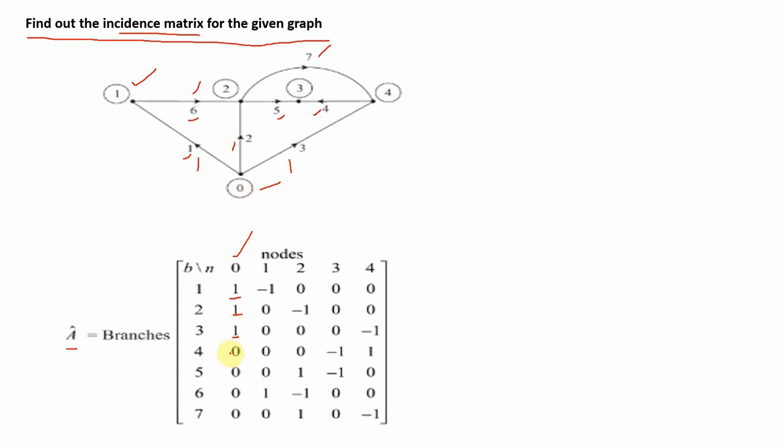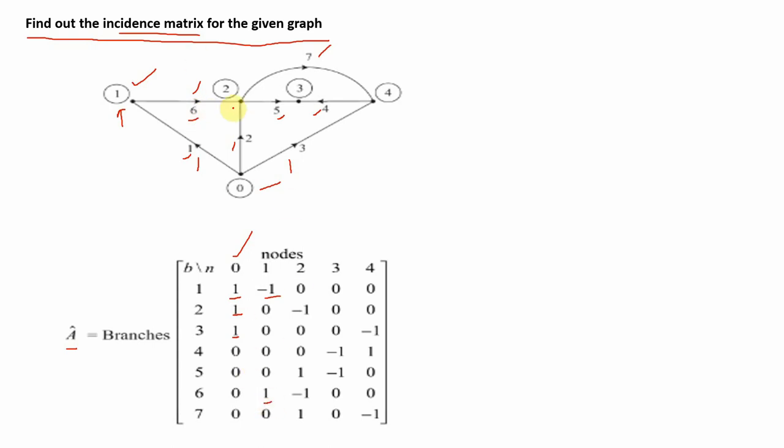So that's why it is written as a 0. Now similarly for node number 1. If you observe, node number 1 is here, so only two branches are associated with this node: branch number 1 and branch number 6. Now 1 is incoming, so it is minus 1 here, and 6 is outgoing, so it is positive 1.